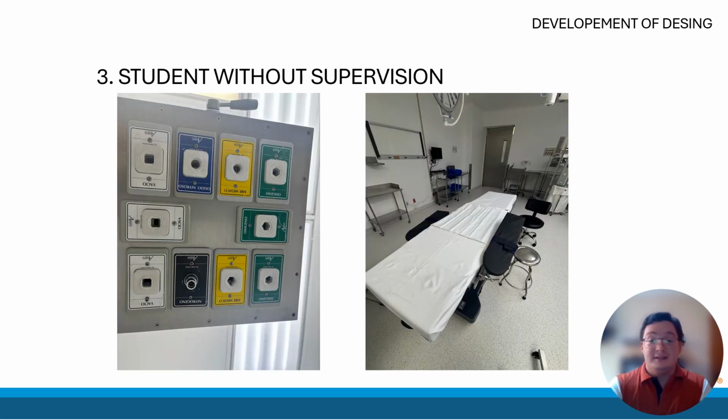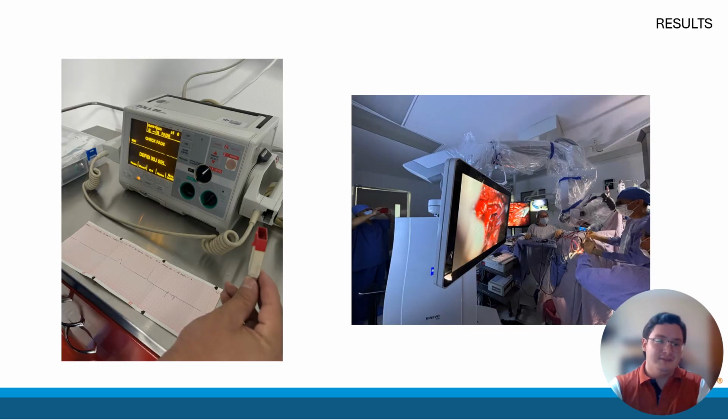Then the last stage is the student with supervision. In this part, I am working by myself, and the clinical staff is going to tell me if I did it right or wrong. And finally, we have the results. In this part, we can notice that I calibrated a defibrillator, and in the other image, we can notice that I was working in a tumor surgery.